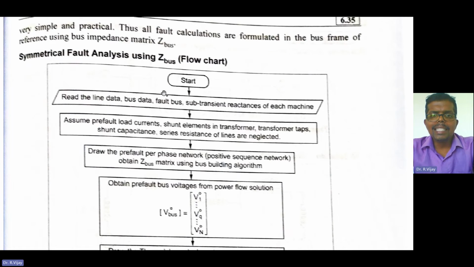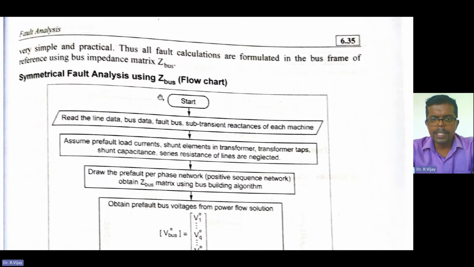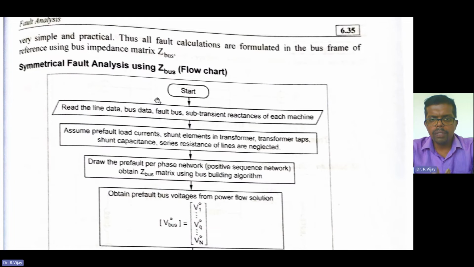So we'll see the flow chart. Sometimes this will be asked as a 10-mark question. You need to write the algorithm with the flow chart. Sometimes they will ask to explain with the flow chart also. It's very simple. You need to explain all the steps along with the flowchart, which is the same thing in flowchart format.